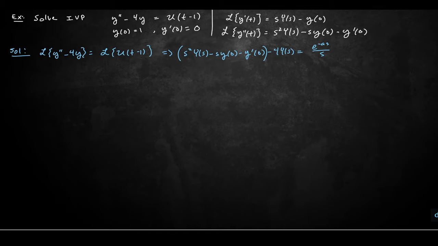So what are we going to do? Let's plug in our values for the initial conditions and then simplify. So we get s squared Y of s, and I'll say minus 4Y of s, just to collect those together, minus s times 1 minus 0 equals e to the negative s over s. So let's see if we can move some things to the right-hand side. Factor out Y of s on the left, so that's going to be Y of s times s squared minus 4 equals s plus (1 over s) e to the negative s.